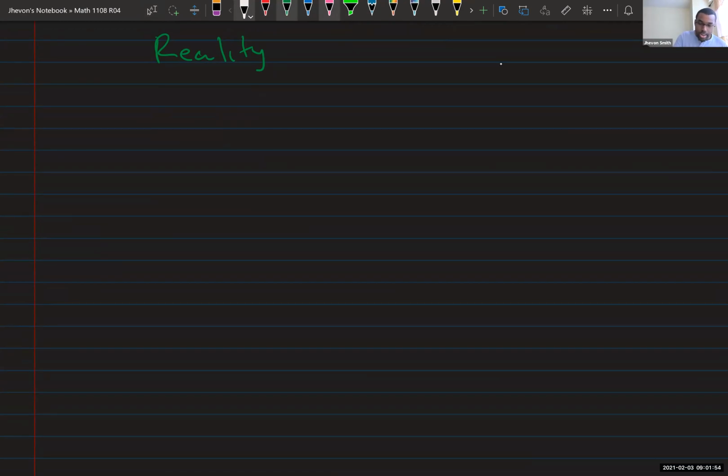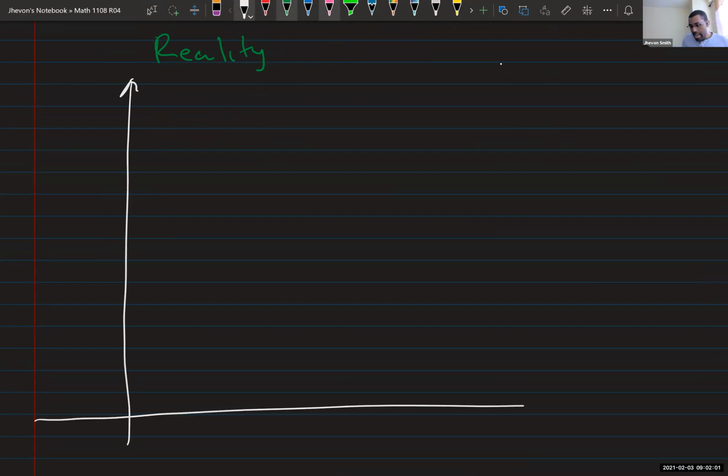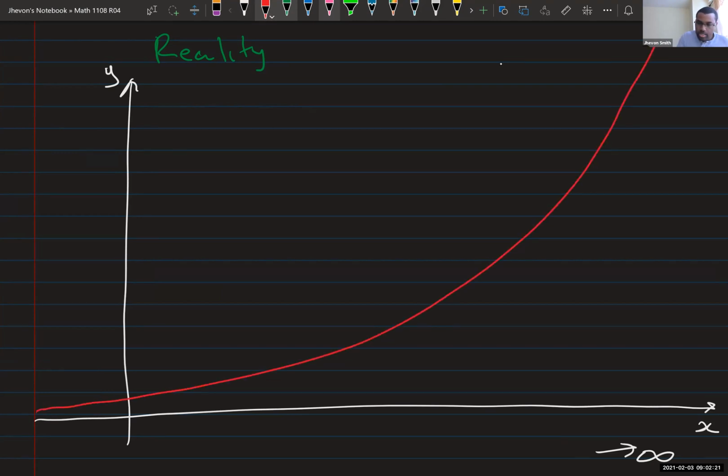So here's how I want to illustrate that to you. Let's say now we're looking way out, like we're going off to infinity. X is getting huge, a bajillion, gajillion, quadrillion, like a huge number. So what does my 2 to the x look like? It looks like this. Now remember, this is huge.